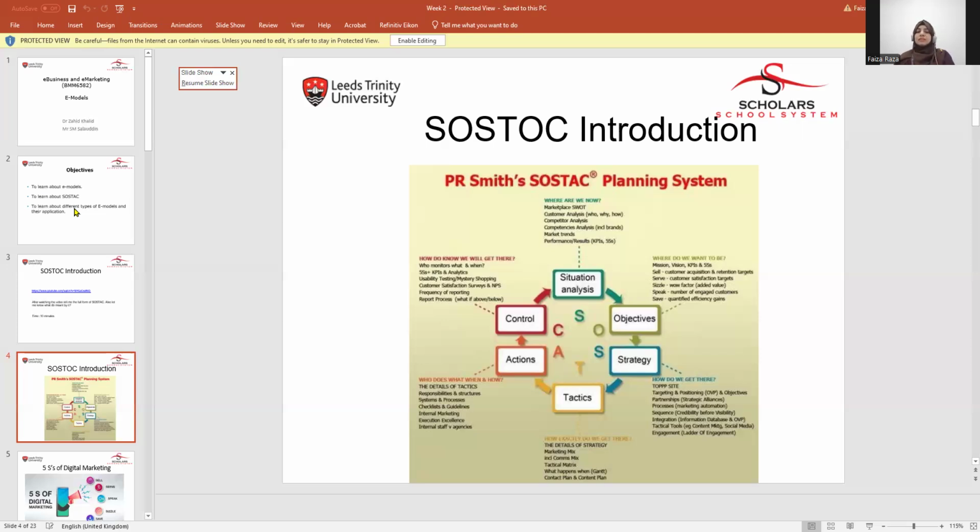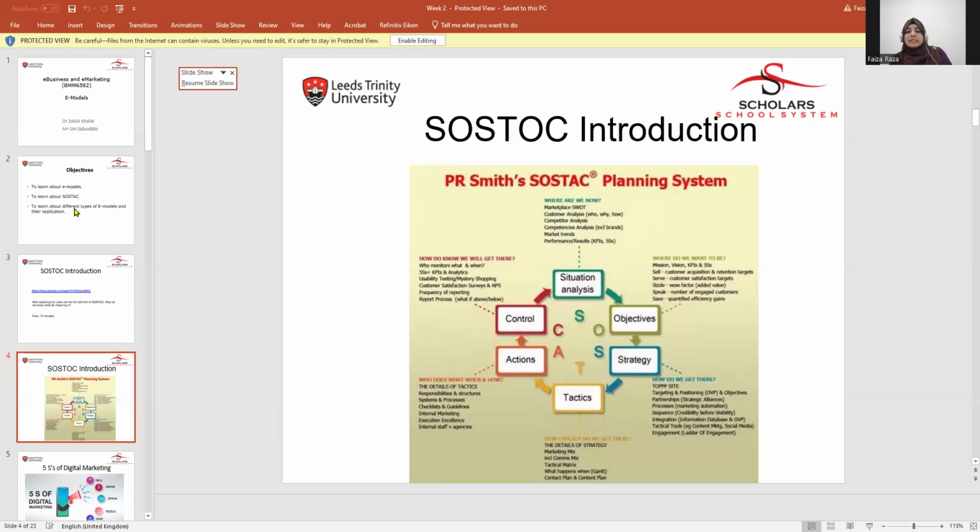Then there comes A, which refers to actions: who does what, when, and how. Then the details of tactics, in more specific detail: responsibilities and structure, systems and processes, then checklists and guidance, then internal marketing, then basically internal staff versus agencies which are involved, and these things.